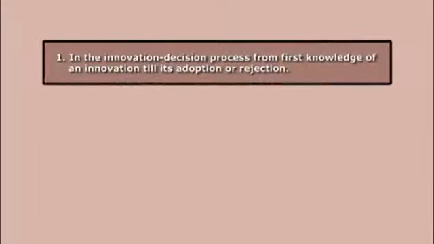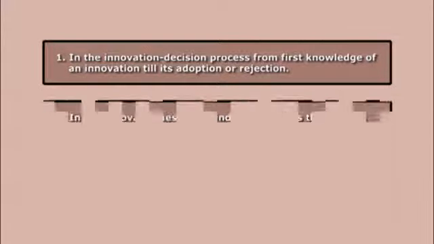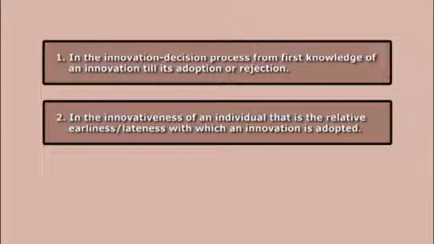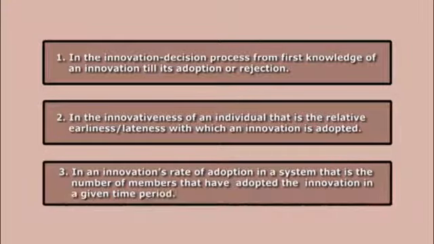Number 1, in the innovation decision process, from first knowledge of an innovation till its adoption or rejection. Number 2, in the innovativeness of an individual, that is, the relative earliness or lateness with which an innovation is adopted. Number 3, in an innovation's rate of adoption in a system, that is, the number of members that have adopted the innovation in a given time period.